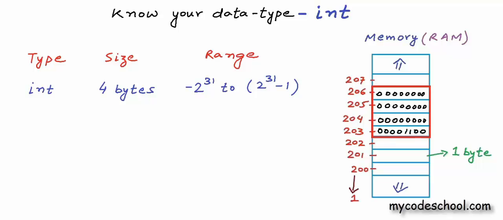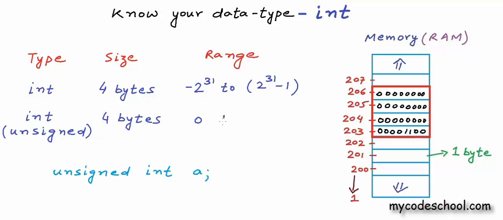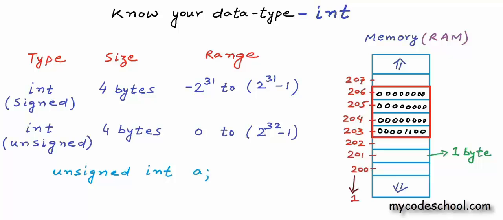We can choose to store only non-negative values in our integer variable. We need to use the keyword unsigned before int in our declaration, and now my variable will store only non-negative values. The range of unsigned int would be 0 to 2 to the power 32 minus 1. Size, once again, in a typical architecture would be 4 bytes. In case of unsigned int, the binary value will be interpreted as it is and not through some other encoding mechanism like 2's complement notation.